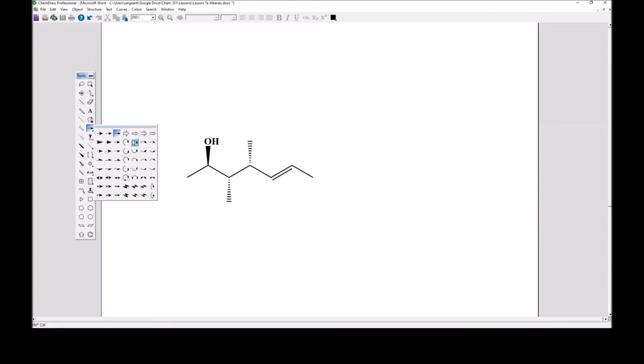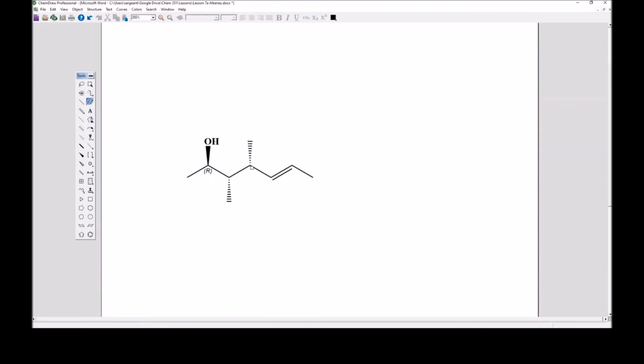And so it's going to go, the oxygen is the highest priority, and then this carbon right here is the second highest priority because it is connected to 2 other carbons. And then this carbon right here is the third highest priority because it's connected to 3 hydrogens. So that means that this is rotating in an R fashion, and the hydrogen's going away from me, so that means I'm looking at it correctly. So I'm going to go ahead and put the R label on there.